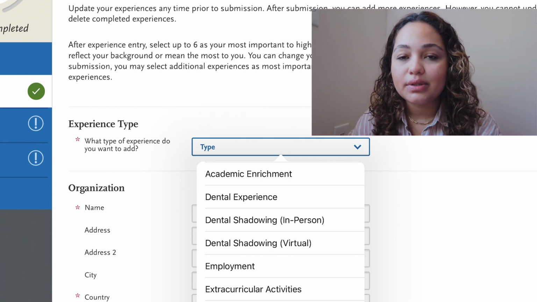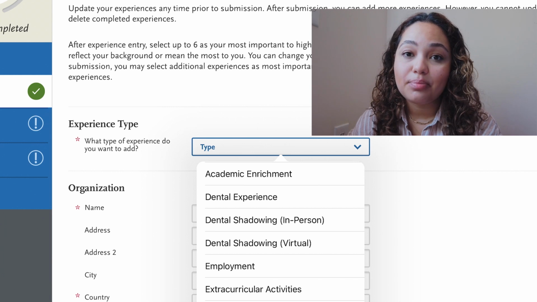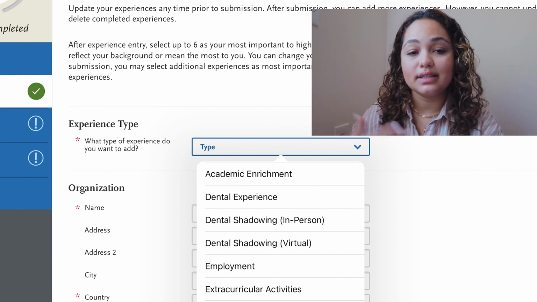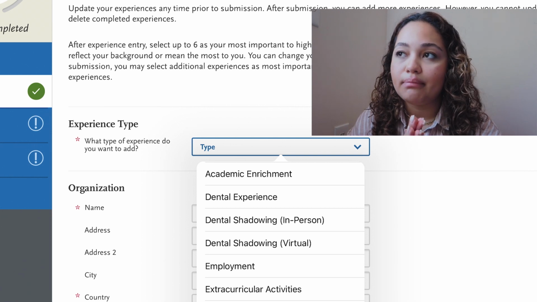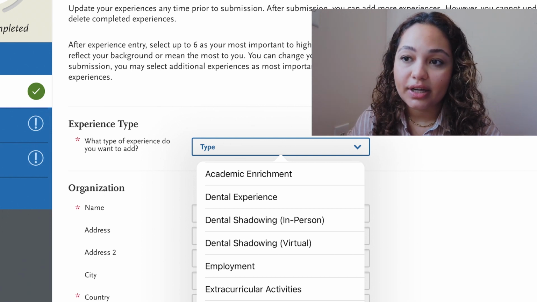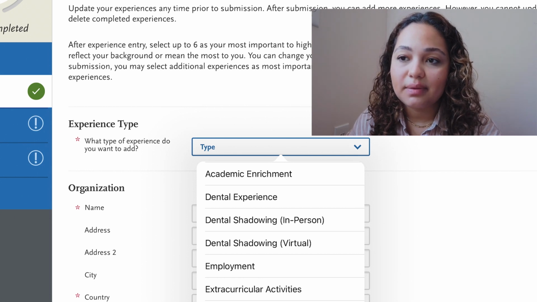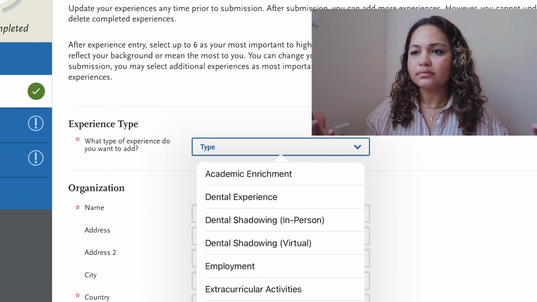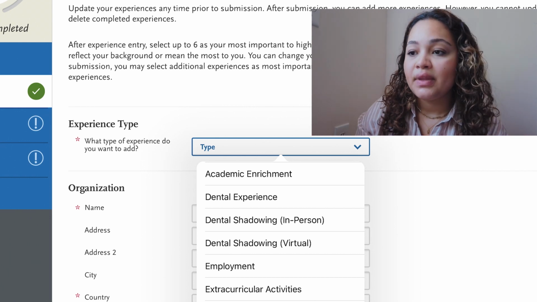So this I would consider both a dental experience and volunteer. I did end up putting it as a volunteer experience, but this is something where you can see it's not necessarily in a dental office, but it is considered a dental experience because it relates to dentistry. But in that case, dental experience could be anything where you are doing something related to the dental field.